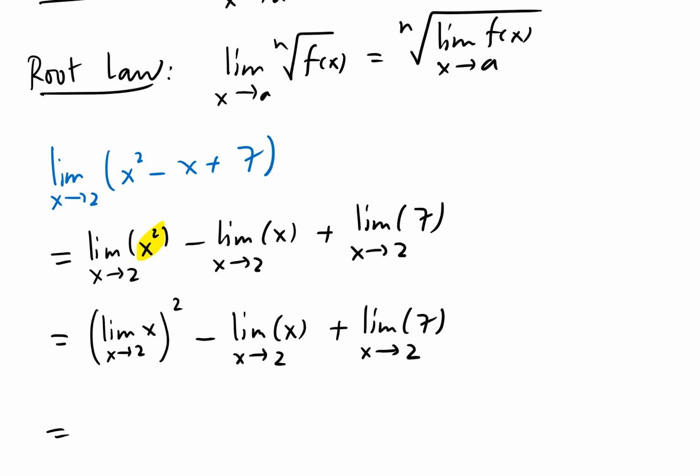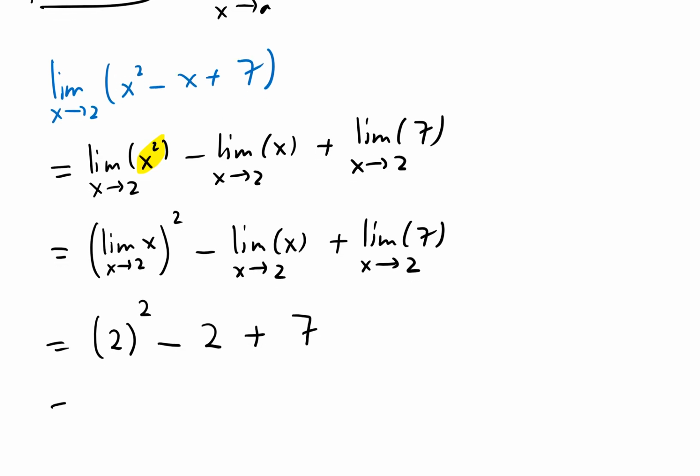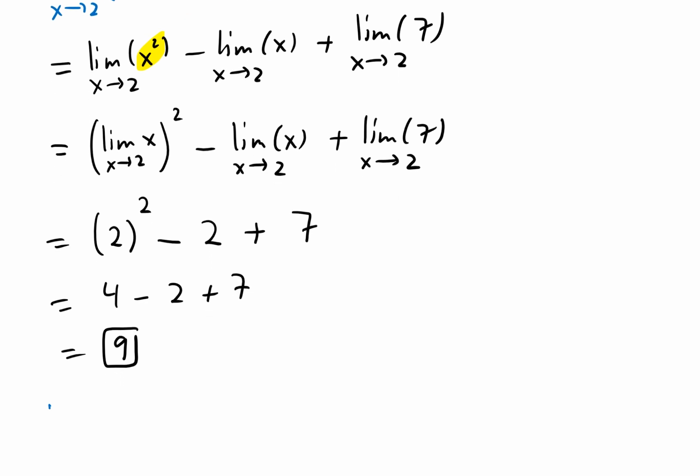Then this one is 2 as we did earlier, squared. This one is also 2 as we did before, and that's a constant, it stays the same. So you get 4 minus 2 plus 7, 2 plus 7, 9. It's very easy, as you can see, just tedious work. Any questions about this?